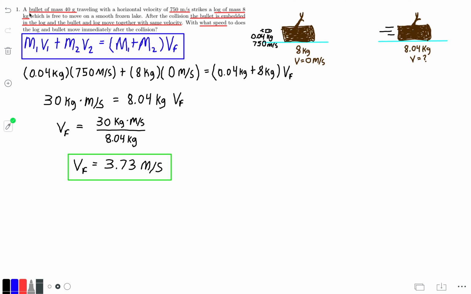The bullet in this situation is going to be 40 grams. Converted to kilograms, this is 0.04 kilograms. And it has a horizontal velocity of 750 meters per second. And our log in this situation has a mass of 8 kilograms, and it is at rest. So I've gone ahead and drawn a little picture here to kind of describe what we're talking about.